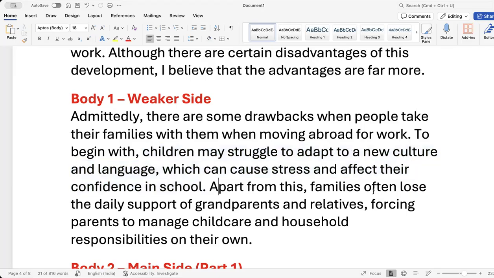Apart from this, families, the second point, I'm using this connector. Apart from this, I find this connector is very strong and not that common. So it will fetch you good. It creates a good impression again.